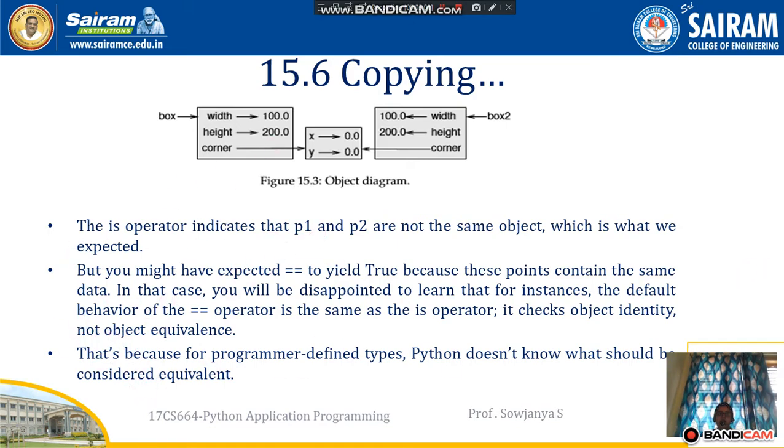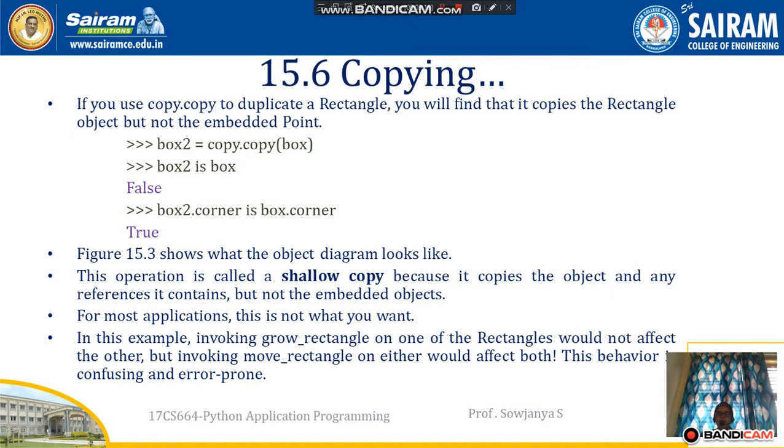That is because of programmer-defined types. Python doesn't know what should be considered equivalent. So this is how we can verify they are not equivalent. Now, in a similar way, if you use copy.copy to duplicate a rectangle, you will find that it copies the rectangle object but not the embedded point. If you try some other way of duplicating the rectangle, you can check whether box2 is equivalent to box.